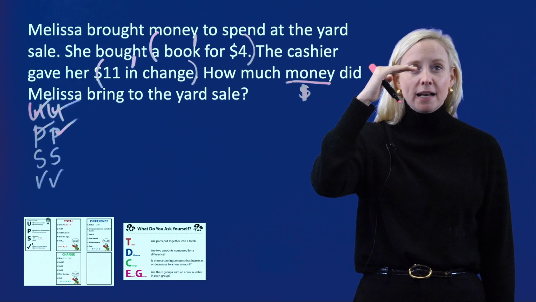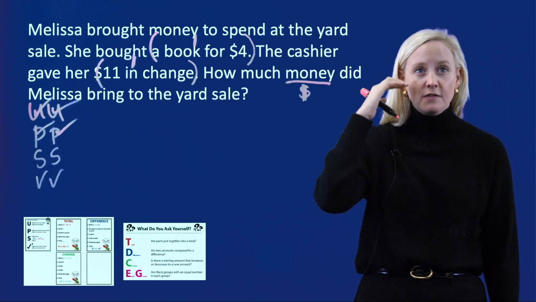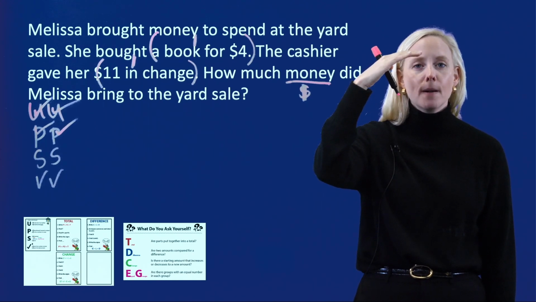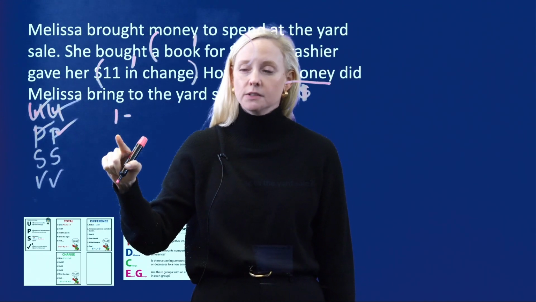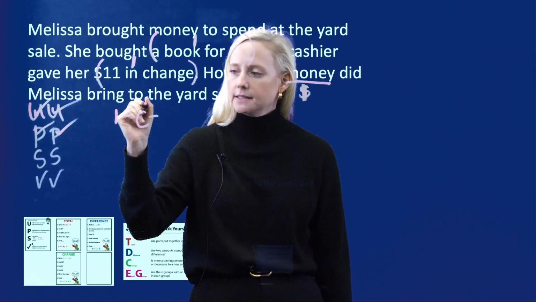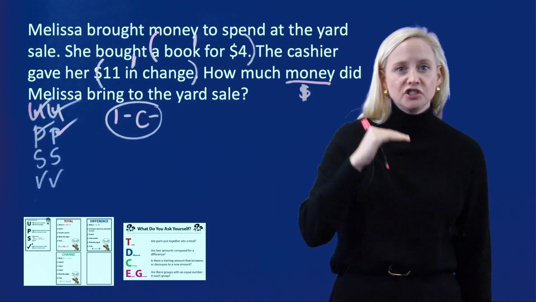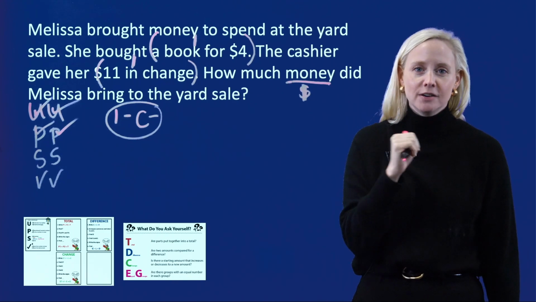So she brought money and then something happened. What happened was she bought a book. So we have a starting amount, which is the money that she brought to the sale, but her amount decreased when she bought a book. So I'm going to put a 1 to help me remember it's a single step problem. And I'm going to put a C minus, or you can put a minus C, and I'm going to circle it.